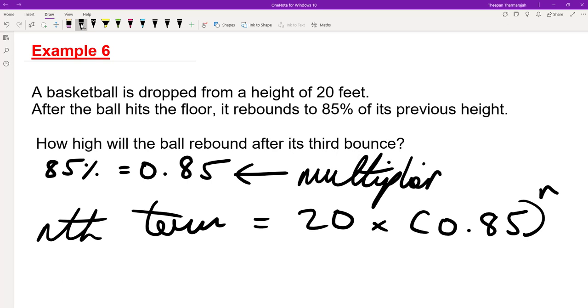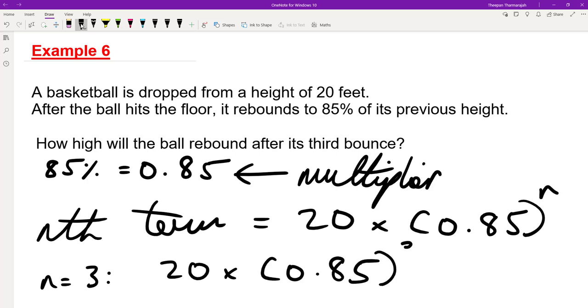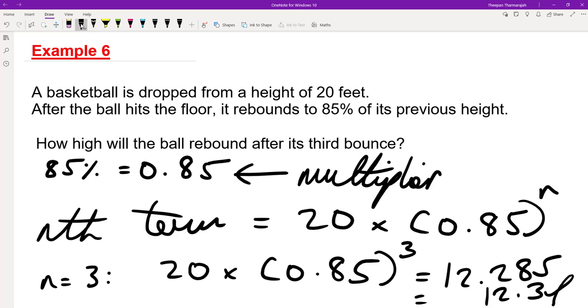And we want to work out how high the ball will rebound after its third bounce. Well, that's going to be when n equals 3. So you can plug it in straight away. 20 times 0.85 raised to the power of 3. That's going to give me 12.285, 12.3 feet.